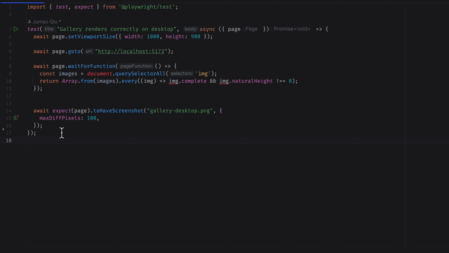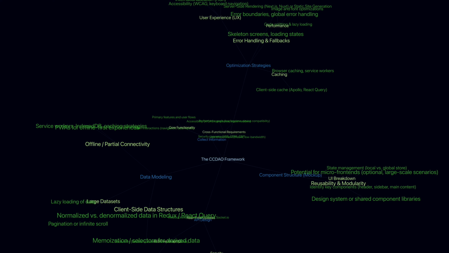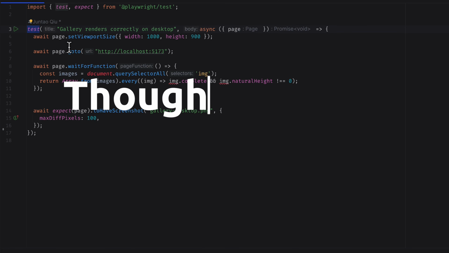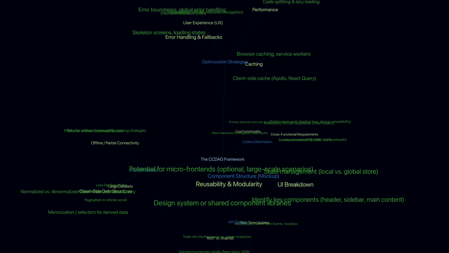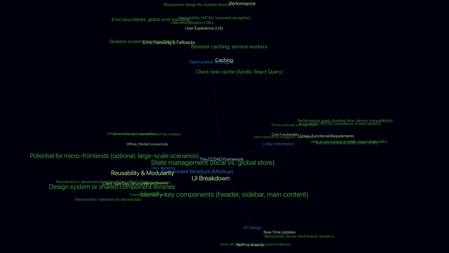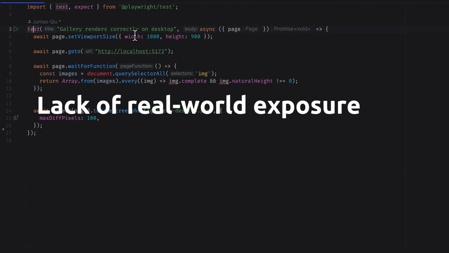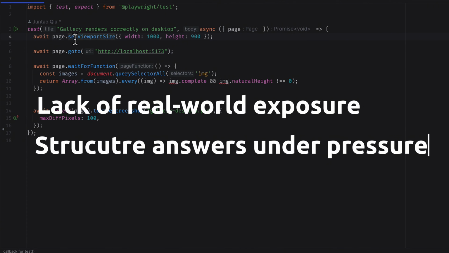Stick around because by the end of the video, you should have a very clear roadmap to approaching any system design questions. Unlike coding interviews, system design interviews are open-ended and there is no single correct answer. The real challenge lies in demonstrating your thought process and decision-making skills. And the problem for most of the candidates is the lack of real-world exposure to large-scale systems. And also, it's very difficult to structure your answer under pressure.